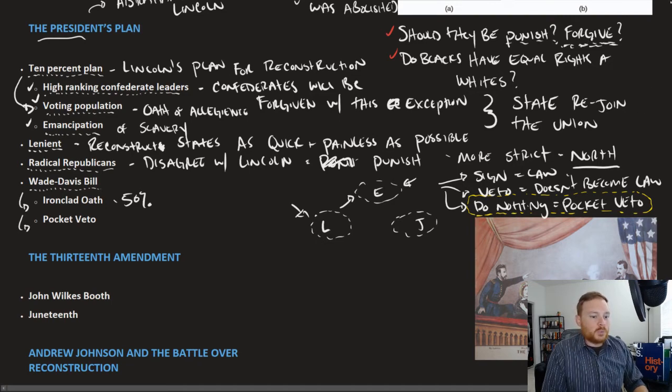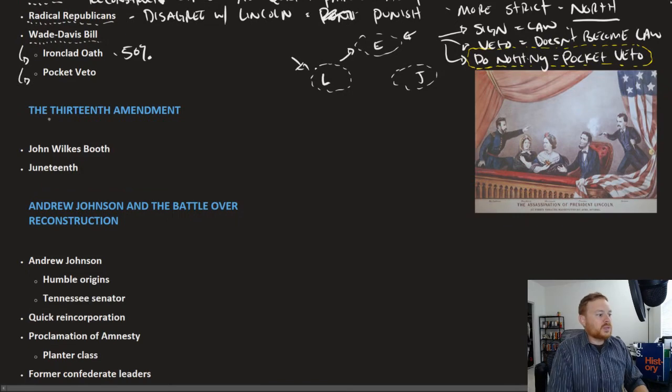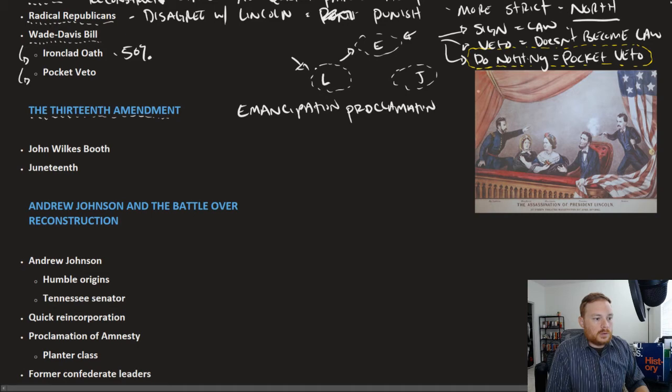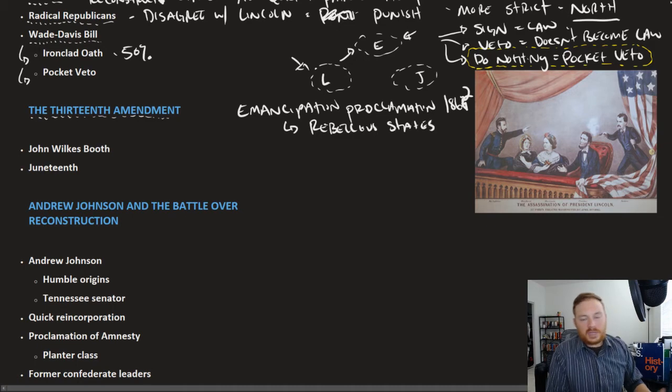So there is some disagreement going on among the Republican Party, among Northerners, about how exactly to handle this particular situation. Now, one thing that Congress and the president both agreed upon was an amendment to the Constitution to abolish slavery throughout the United States. The previously mentioned Emancipation Proclamation was issued by the president in 1862. It only abolished slavery in rebellious states. So there's still a handful of states in the Union where slavery was technically legal.